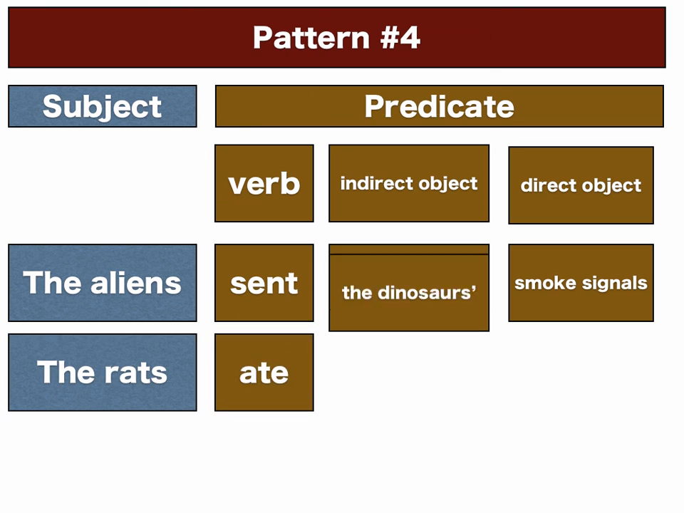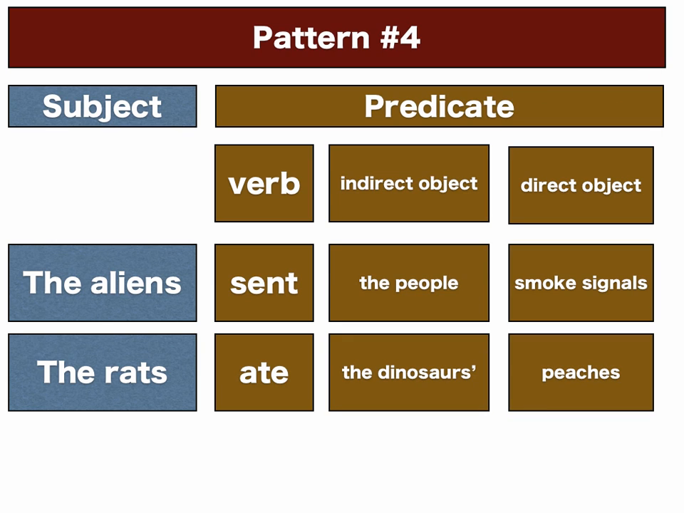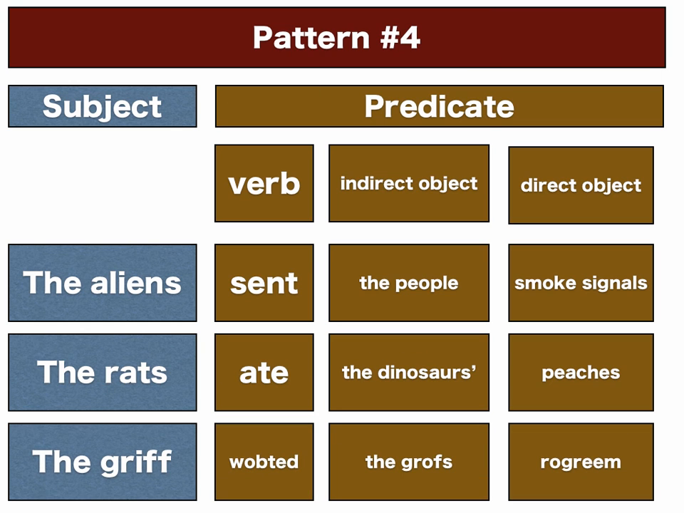Another example, the rats ate the dinosaurs' peaches. What did the rats actually eat? The peaches, so it's the direct object, is what they're directly doing. Indirectly, it belonged to the dinosaurs, and so the rats are taking it from the dinosaurs. And if you wanted to use nonsensical, you could say the Griff wopted the Groffs rogream. Again, you can see that the nonsensical sentence makes sense when you understand sentence structure and grammar.